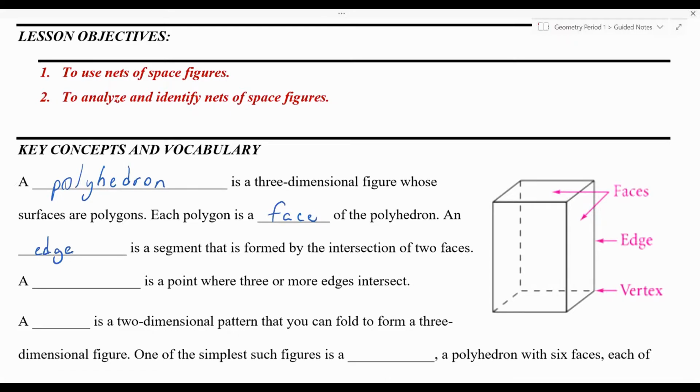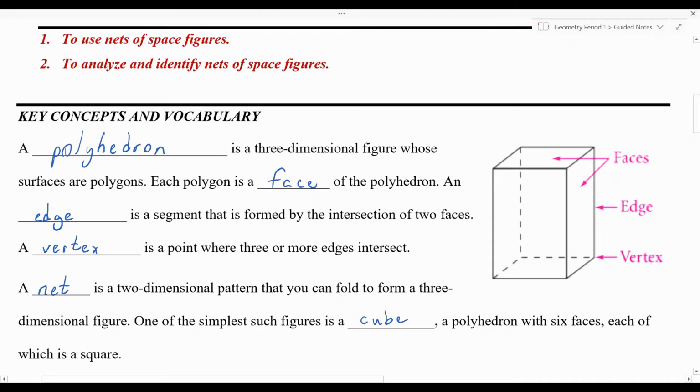Then we have a vertex. A vertex is a point where three or more edges intersect. And then we have a net. A net is a two-dimensional pattern that you can fold to form a three-dimensional figure. One of the simplest such figures happens to be a cube. A cube is a polyhedron with 6 faces, each of which happens to be a square.